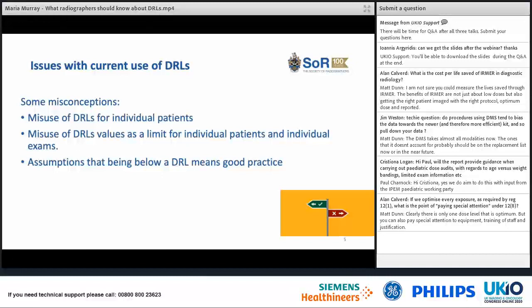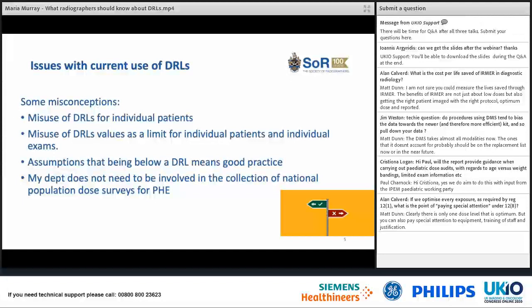No, because yes, it's good practice if the image has been optimised but still answers the clinical question. There's no point in having this dose really down if the image isn't good enough to be able to answer the question, and then it has to be repeated and you've given the patient more dose.